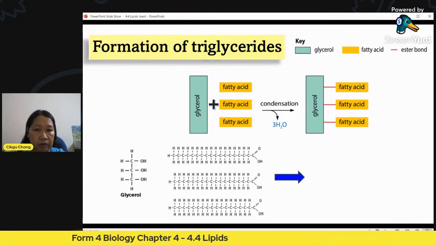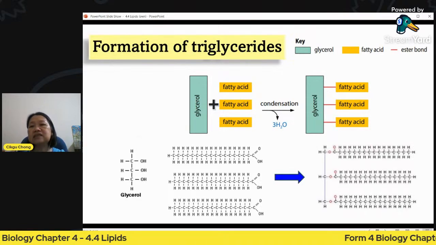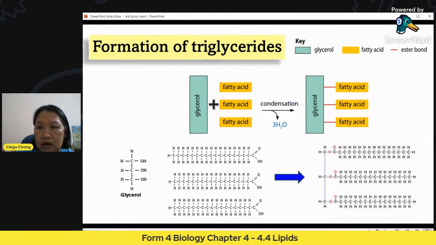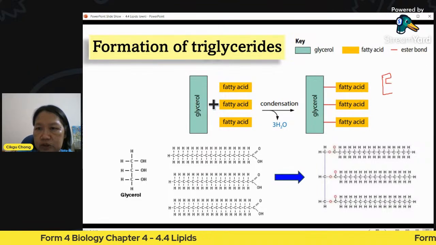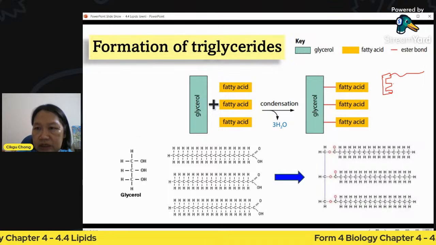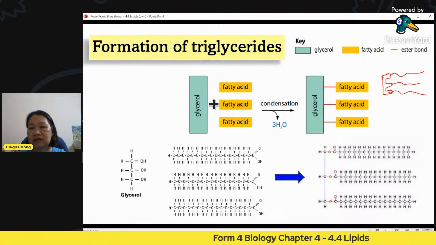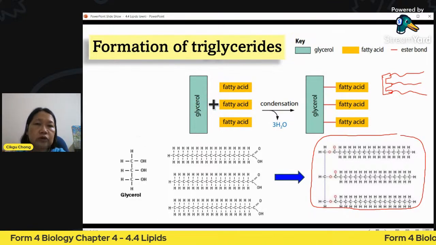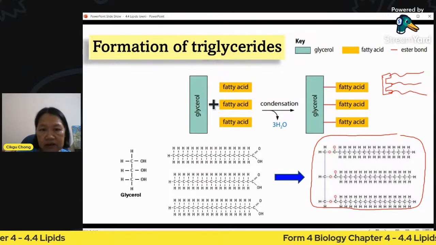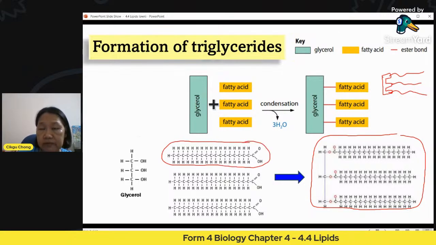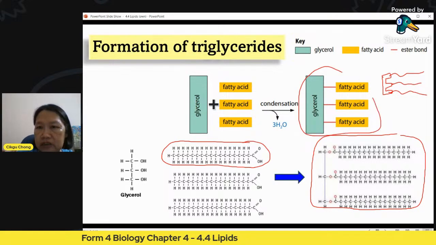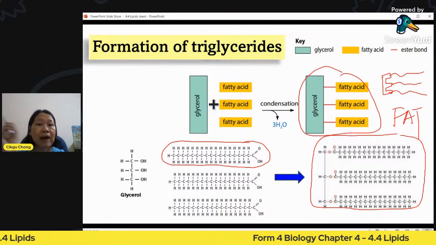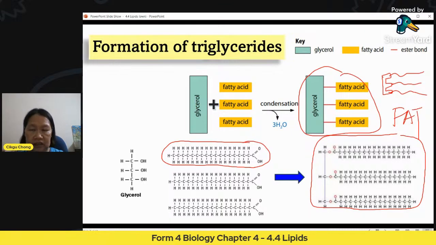So three molecules of water are removed, and what you get is this. This is called the triglyceride. Usually we represent it in this way, with a shape like an E, to show the glycerol and three long fatty acid chains. So what you see here is one molecule of fat, not fatty acid. Fatty acid is this individual component. If you form them together, this whole thing is known as a fat molecule. Fatty acid is a part of the fat molecule.